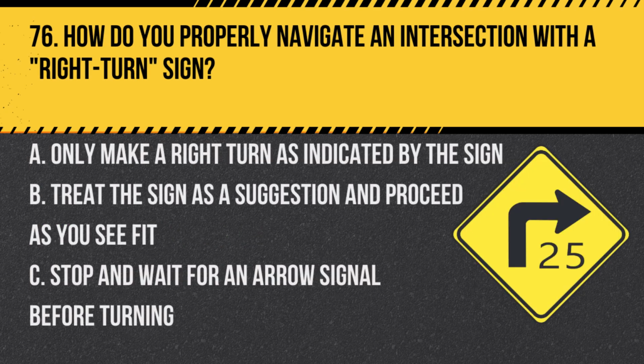Question 76. How do you properly navigate an intersection with a right turn sign? A. Only make a right turn as indicated by the sign. B. Treat the sign as a suggestion and proceed as you see fit. C. Stop and wait for an arrow signal before turning.